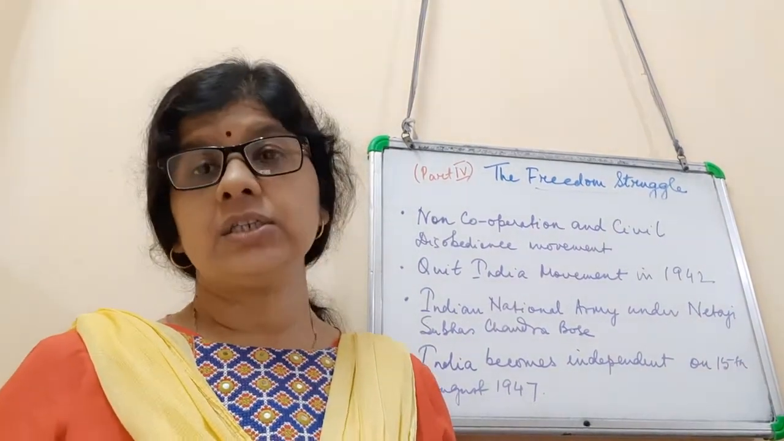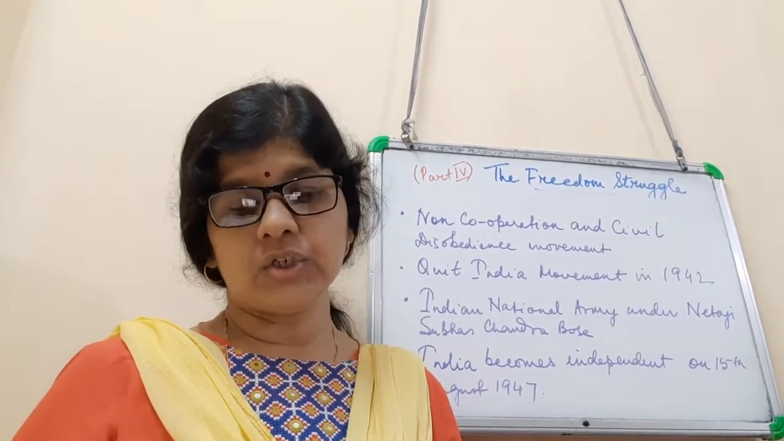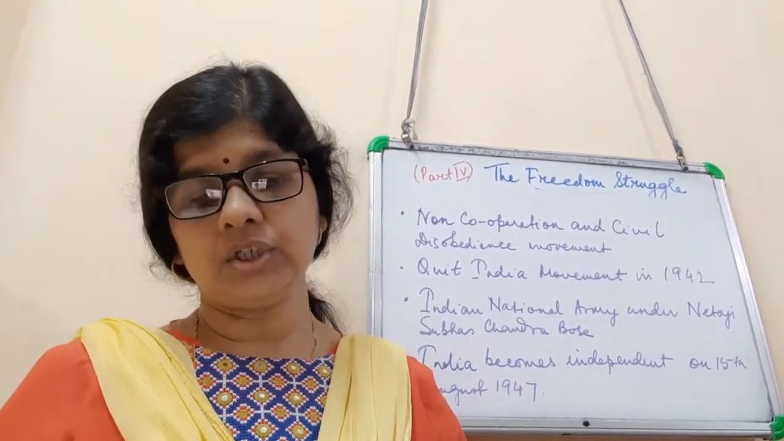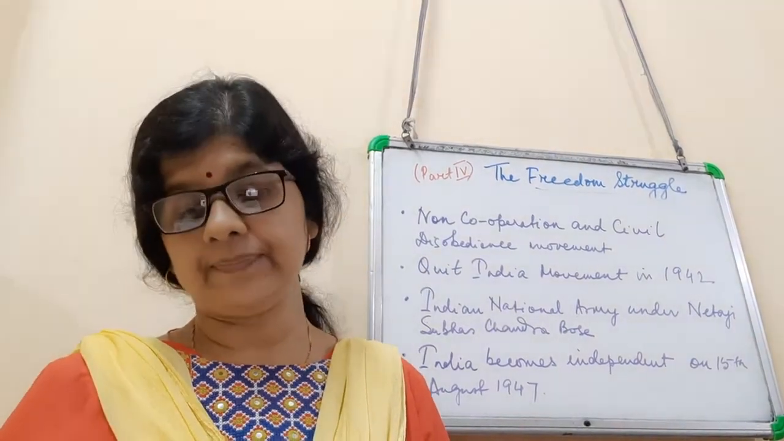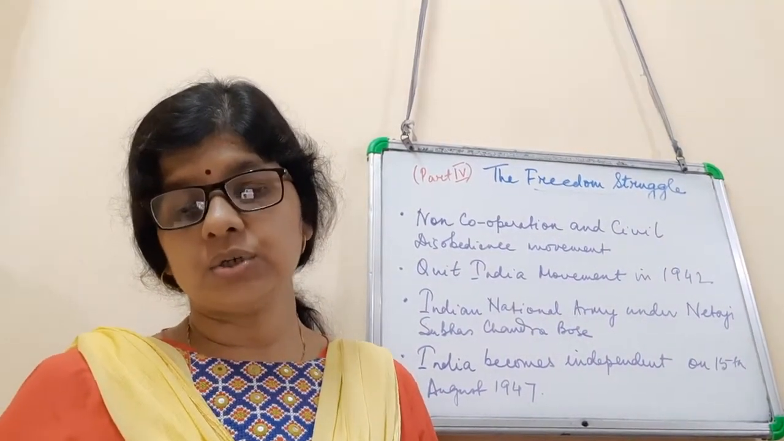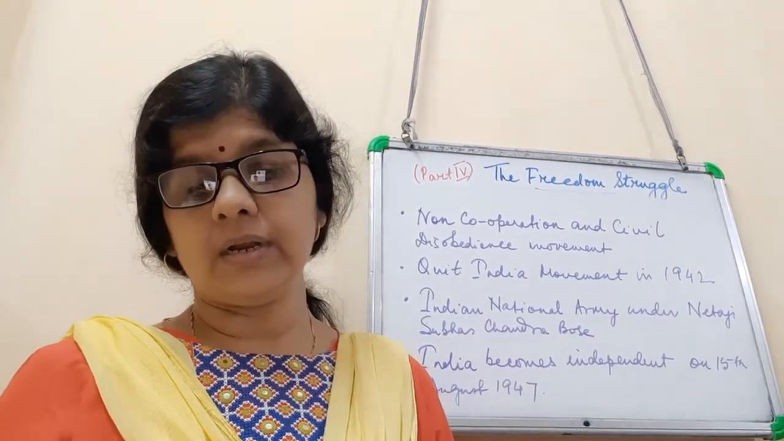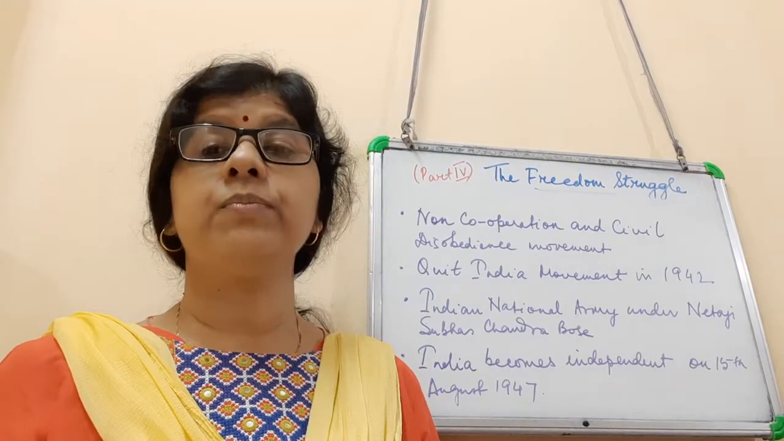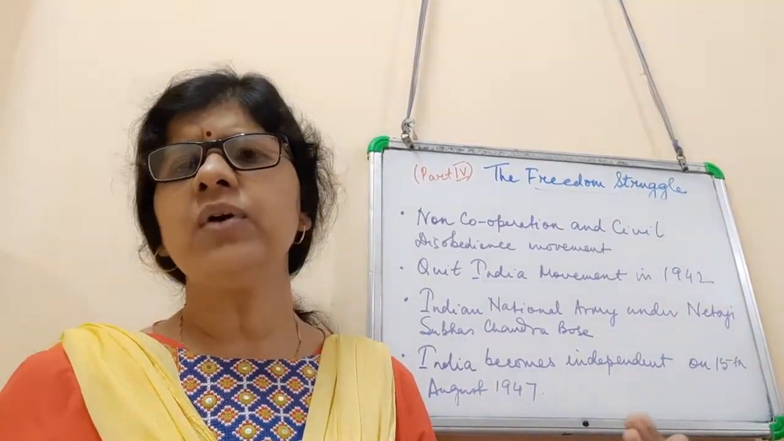Non-cooperation and civil disobedience movement. The Jallianwala Bagh tragedy angered the Indians, and Gandhiji launched the non-cooperation movement in 1920. Students boycotted schools, people boycotted foreign goods, and even washermen refused to wash clothes of the British. So what were the forms of protest?